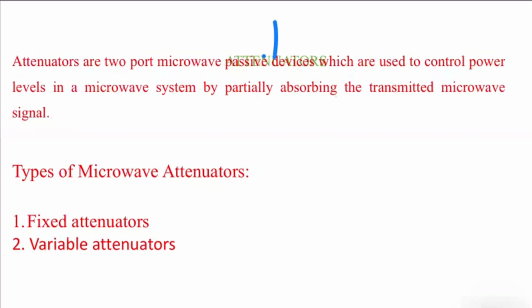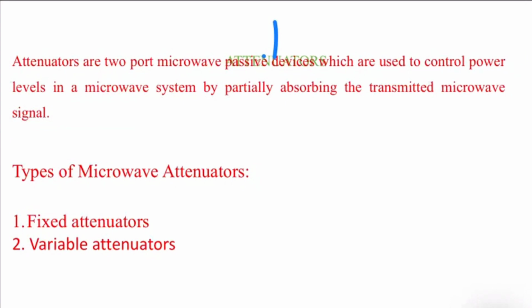Attenuation of a signal occurs only when some percentage of the signal is absorbed whenever the signal travels from one point to the other. The same thing happens in a microwave attenuator also. But the partial absorption of the signal will take place depending upon the type of material that is connected in the path of the transmission of the signal.